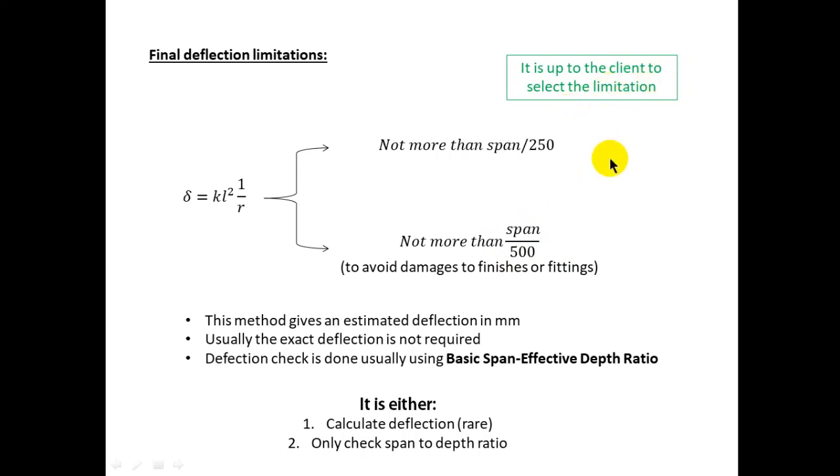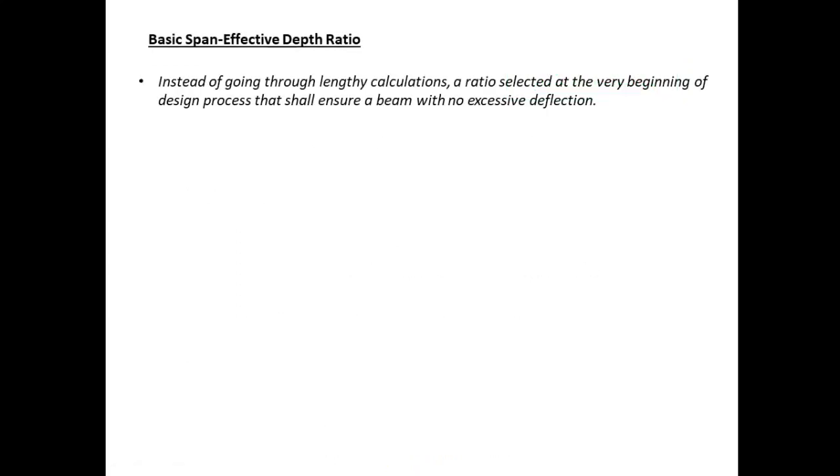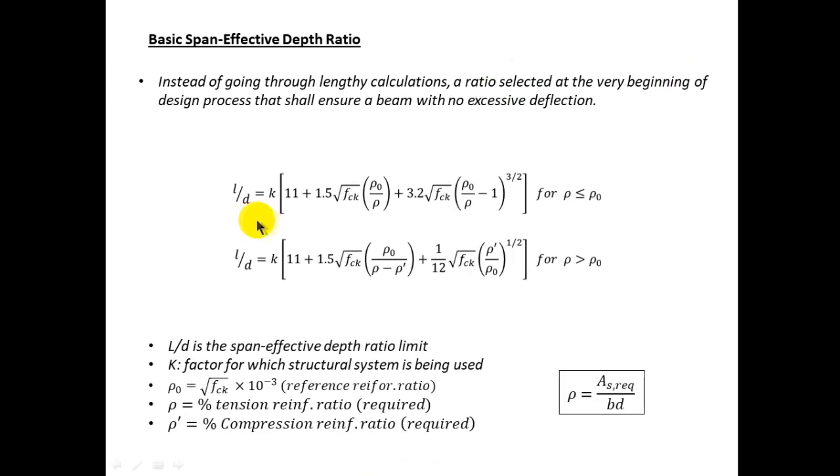The client can tell you that if they want you to calculate the deflection in millimeters, they will just ask you to do so, and it's going to be lengthy. It's either you calculate the deflection or you only check the span to effective depth ratio. Now, what is the span to effective depth ratio? You'll need two equations. This is the L over d, which is what we are aiming to find.